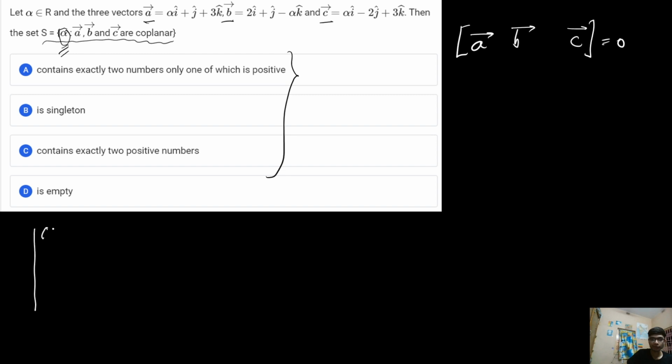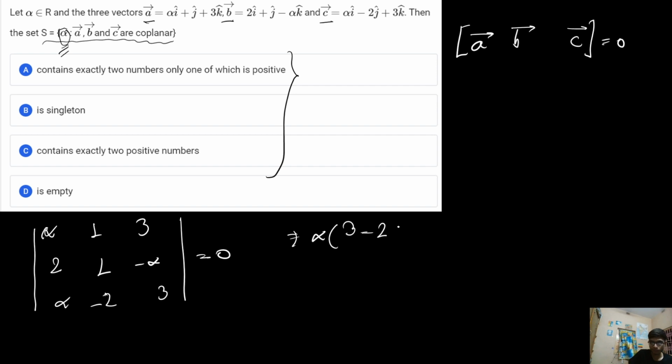So from here, alpha 1 and 3, so from there 2, 1 and minus alpha, from here alpha, minus 2 and 3 over here. If I solve this determinant and equate it to 0, expanding along the first row, I get (3 minus 2 alpha) minus 1 times (3 plus alpha square), plus 3 times (minus 4 minus alpha), which is equal to 0.